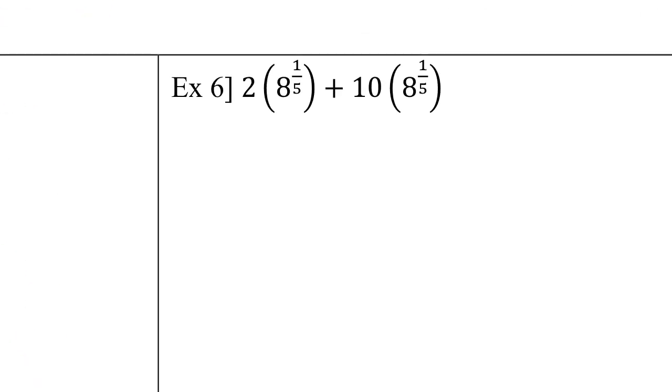Example 6. 2 times 8 to the 1/5 plus 10 times 8 to the 1/5. So don't forget that we can change exponents into radical expressions. So what this really is, this 8 to the 1/5, if we remember, the 5 is the index of your radical, and the numerator is your exponent on the inside. So this 8 to the 1/5 is actually the 5th root of 8.